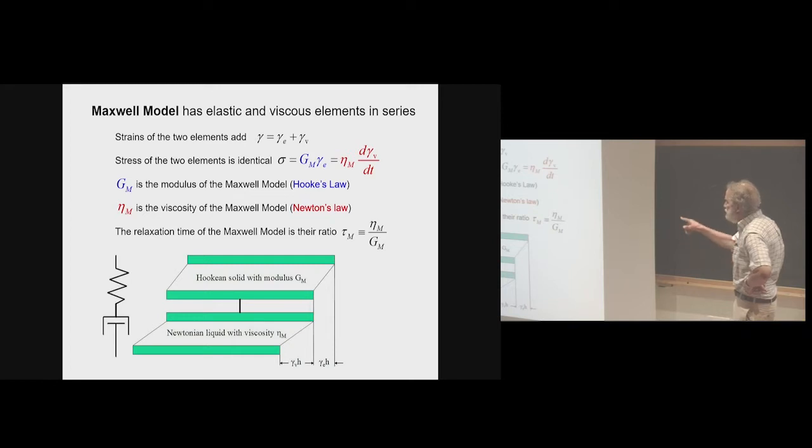And then there's a natural relaxation time in this Maxwell model that is basically the ratio of these two parameters. So viscosity always has units of Pascal seconds, and modulus has units of Pascal, so this relaxation time has units of seconds.